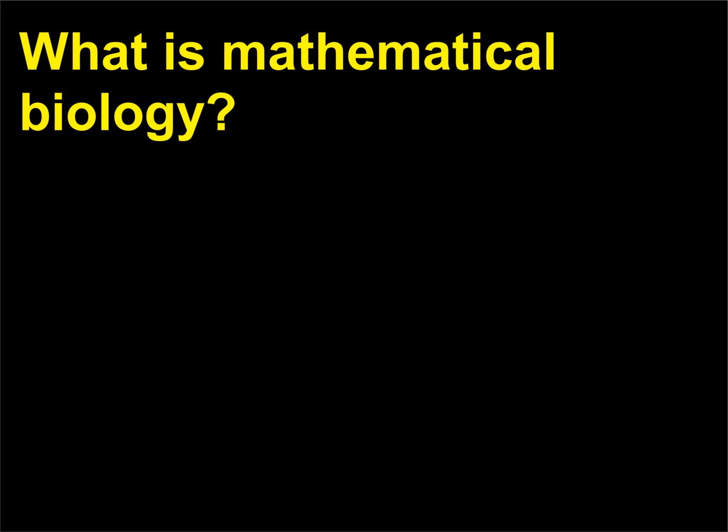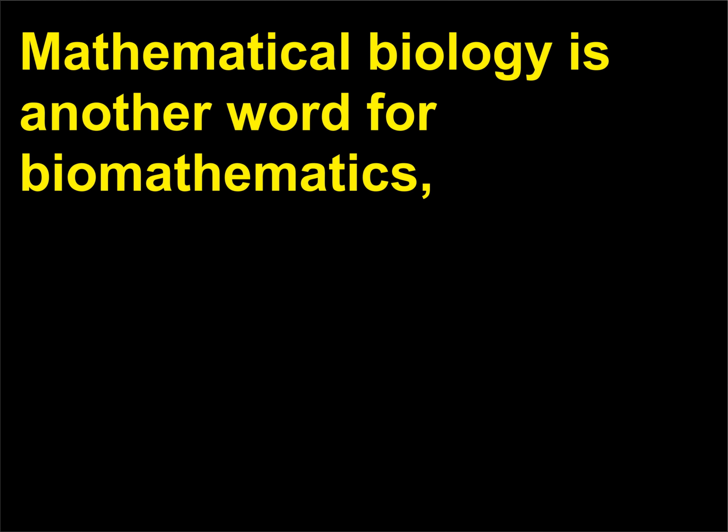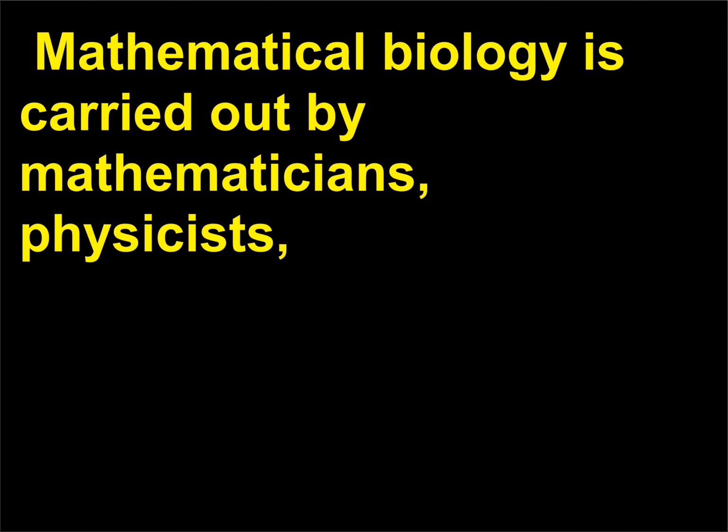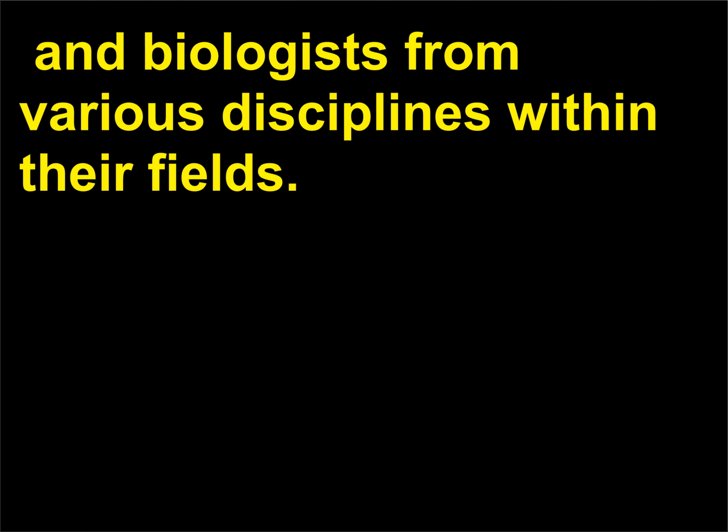What is mathematical biology? Mathematical biology is another word for biomathematics, the interdisciplinary field that includes the modeling of natural biological processes using mathematical techniques. Mathematical biology is carried out by mathematicians, physicists, and biologists from various disciplines within their fields.